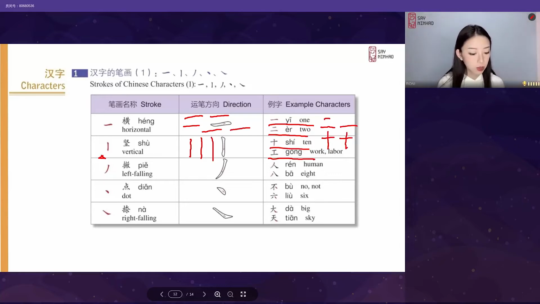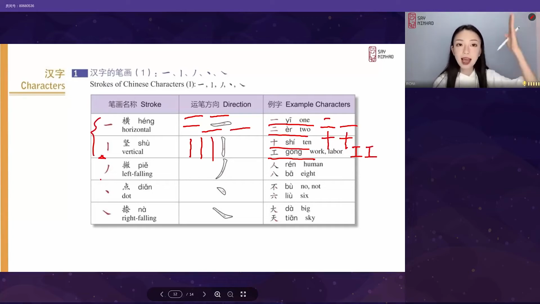And next example is 工, which means work, labor. And it is combined by two horizontals and a short vertical. A horizontal short one and a short vertical and a little bit longer horizontal. This is 工. Okay, 横 and 竖. Horizontal and vertical, really easy. Now let's move on to the next one. It is left falling, 撇. Its name is 撇, and it means left falling. And the direction of writing it is from top to bottom.